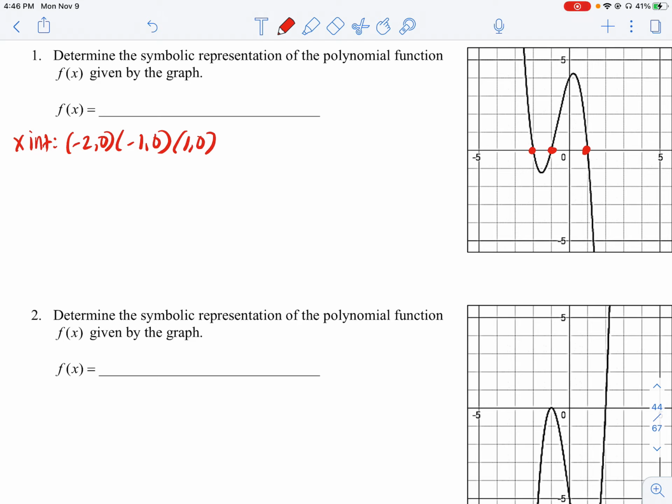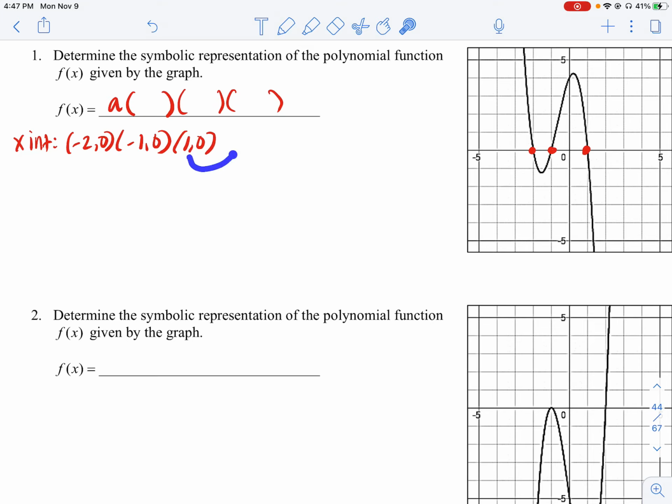And if you remember, once we get our x-intercepts, right after, we make our partial solution. Our partial solution would be f of x equals a. I always have an a, right? And then I am putting this into factored form. And because I have three x-intercepts, I'm going to have three of these factors.